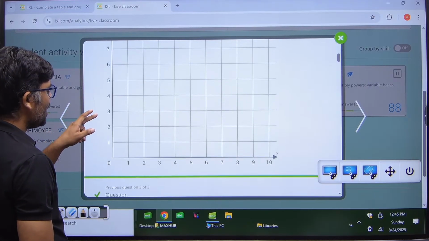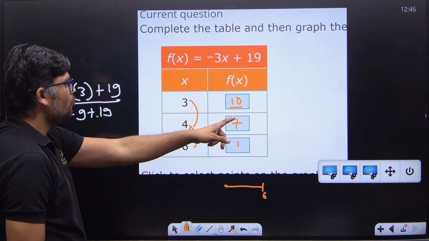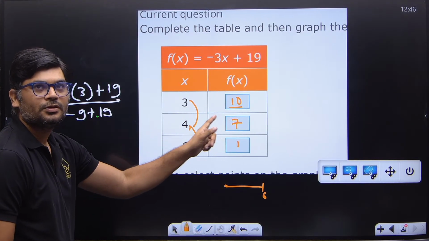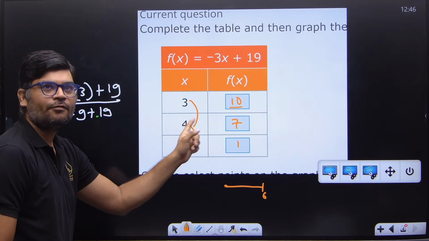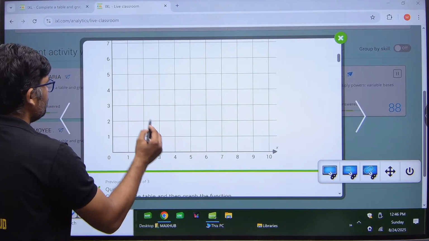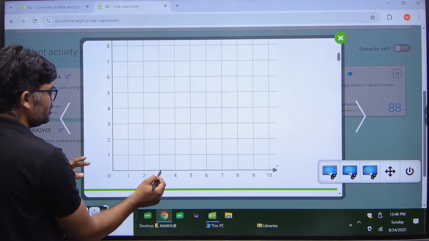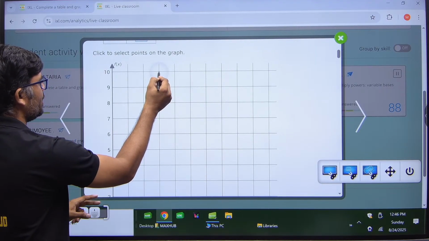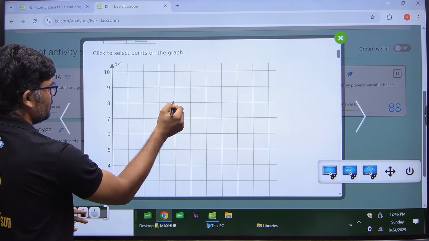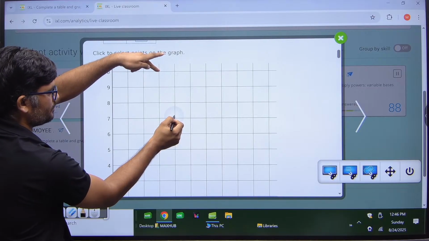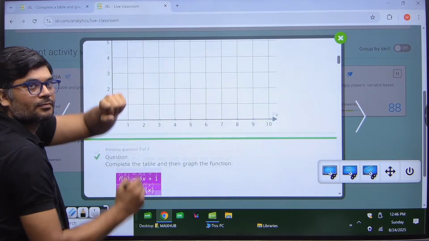So to make the graph, you can draw 2 points from here. You can draw 3, 10 and 4, 7. So 3, 10 is here, this is 3 and this is 10. So 3, 10 and 4, 7. Here, these 2 points.